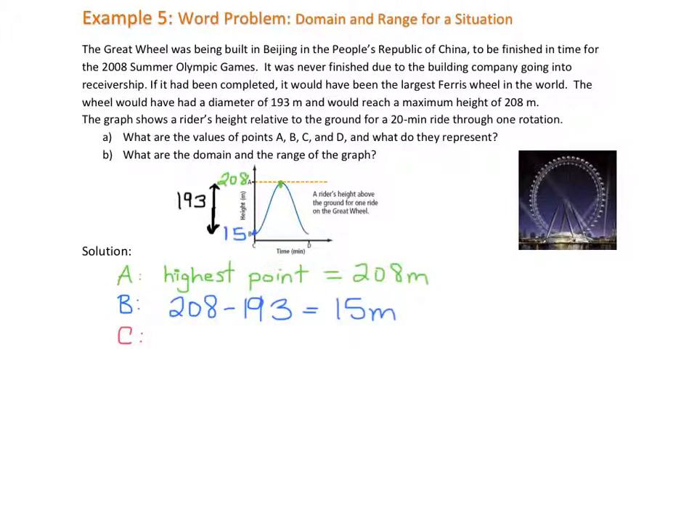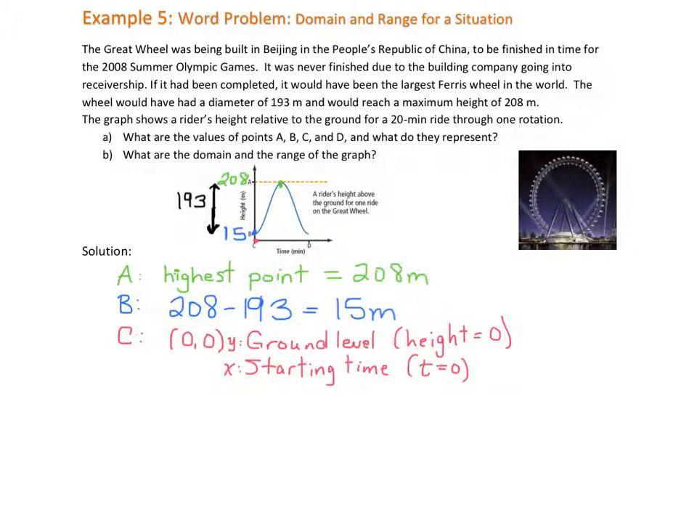Point C on the graph is the origin and just represents the ground level on the vertical axis and the starting time on the horizontal axis. The D value is the end of the graph, which represents the time it takes to complete one revolution. Therefore, its value is 20 minutes.